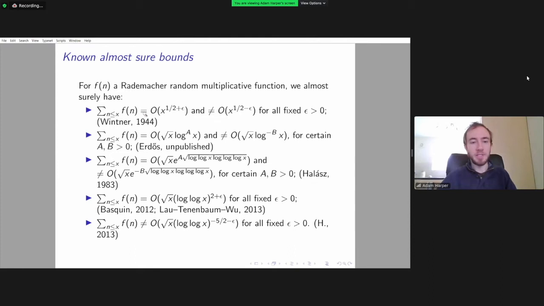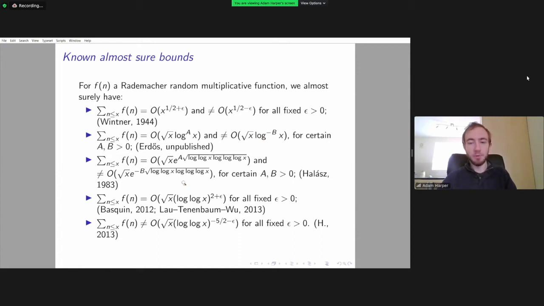And this big O bound here, if we could prove this for the Möbius function, remember this would prove the Riemann hypothesis. So he proved that almost surely sums of these random multiplicative functions satisfy the equivalent of the Riemann hypothesis. And then this was improved in some unpublished work, Burdish. So he proved that the partial sums are big O of root x times some power of log, and they're not big O of root x divided by some power of a log, almost surely.